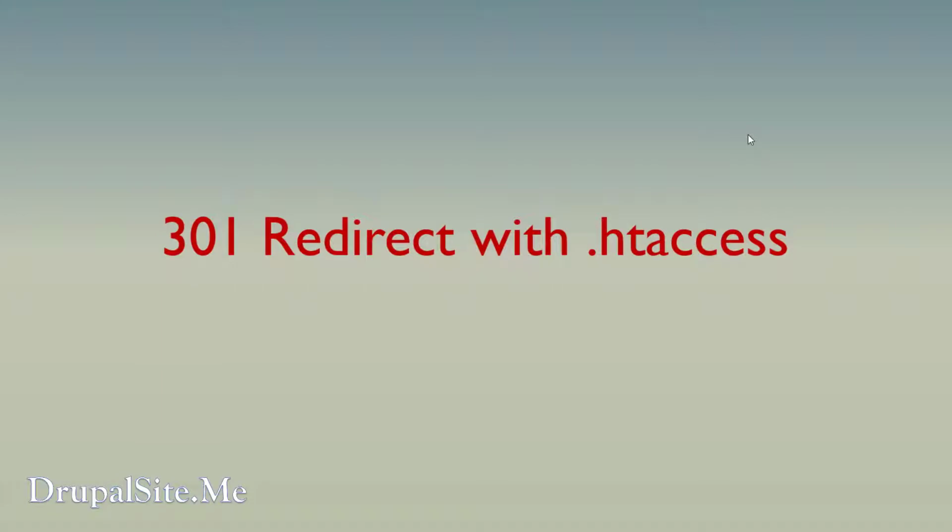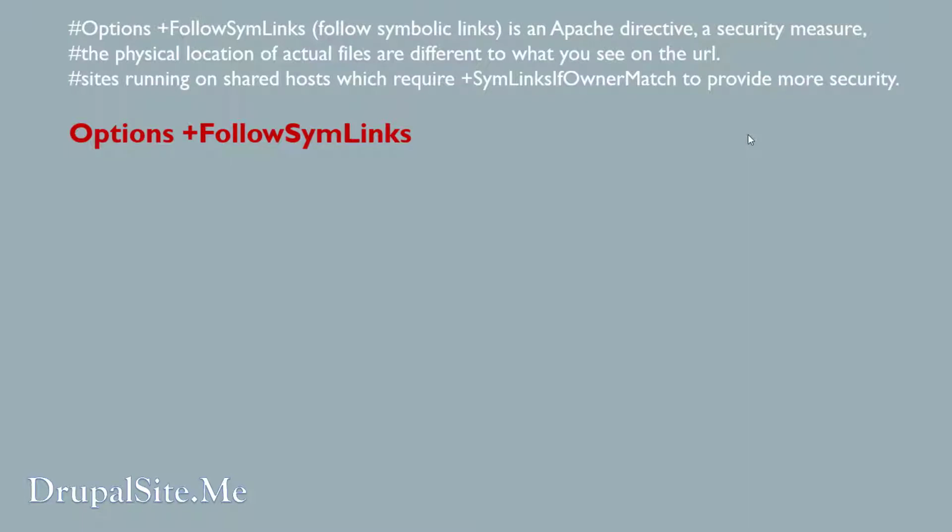So let's look at the 301 redirect with htaccess. There's only a couple of lines of code, and let's look at that. The first line is Options +FollowSymLinks. Following symbolic links is an Apache server directive, and it is a security measure. The physical location of the actual site files is very different from what you see in the URL. If your site is using shared hosting, then it is better to use what's called SymLinksIfOwnerMatch. So that's the expression you should use.